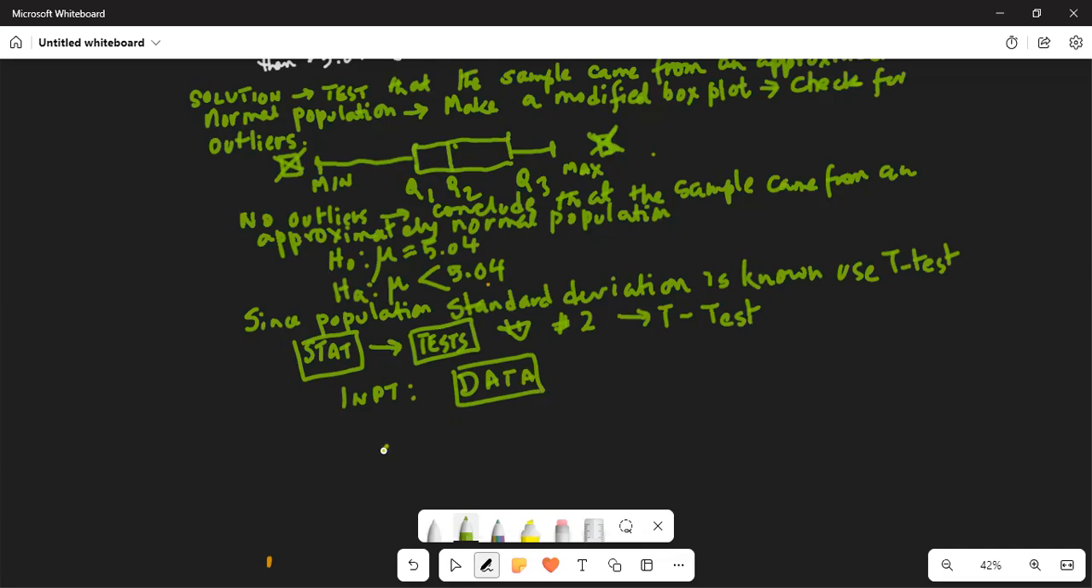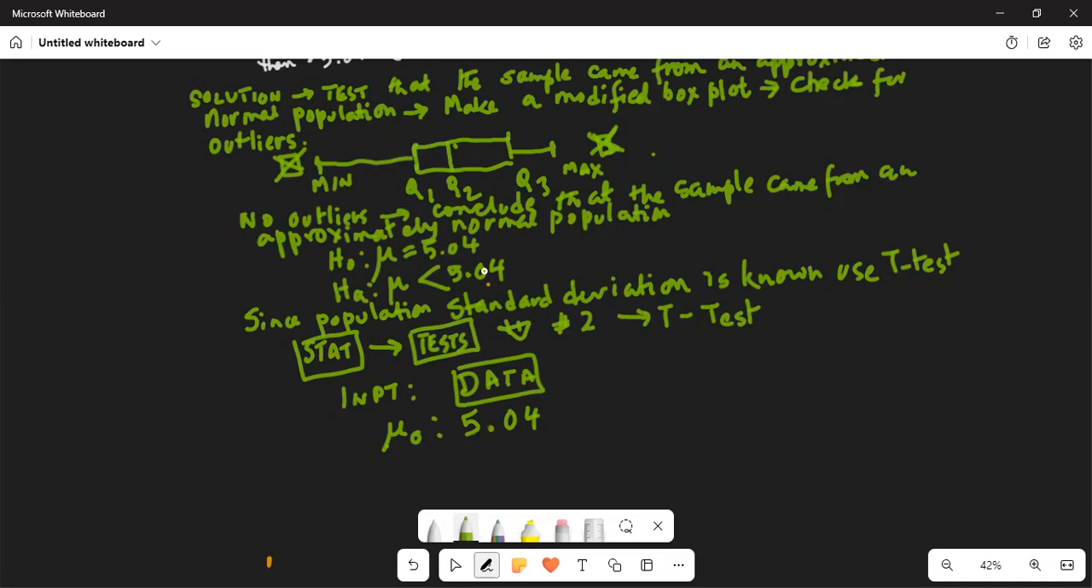What is my null hypothesis? Mu0 equal to 5.04. Mu0 is the hypothesized value in the null hypothesis. So mu0 is 5.04. List is L1, frequency is 1. And what is my alternate hypothesis? That's in the 5th line. It is less than 5.04.